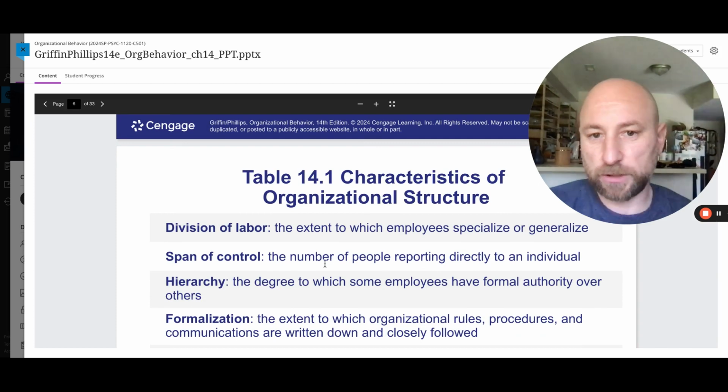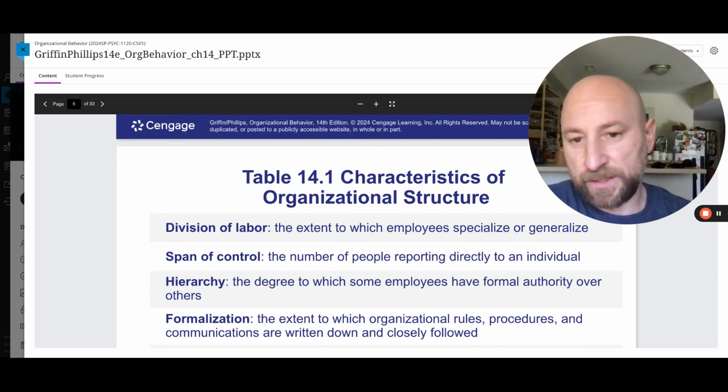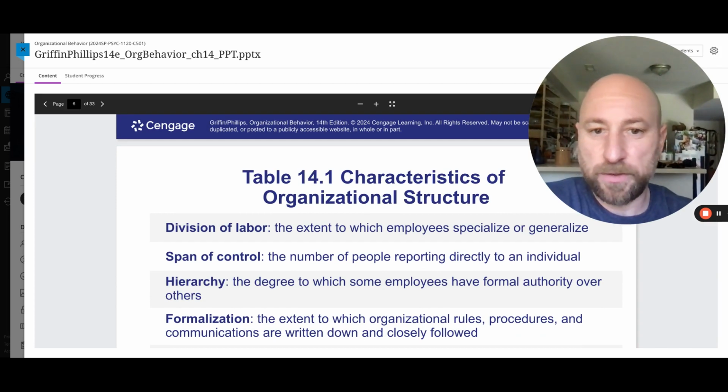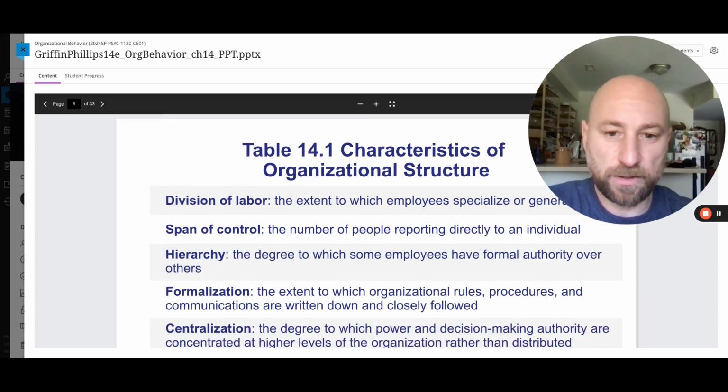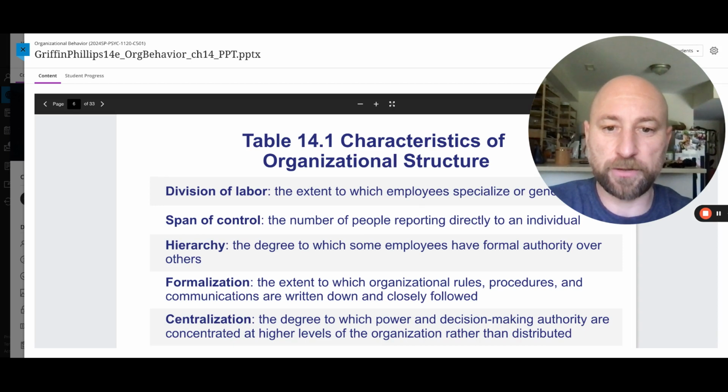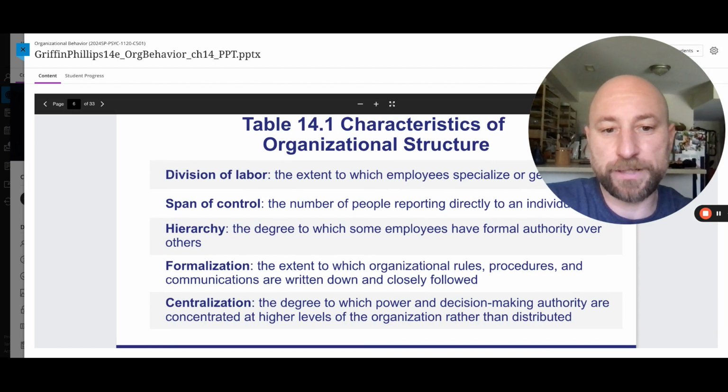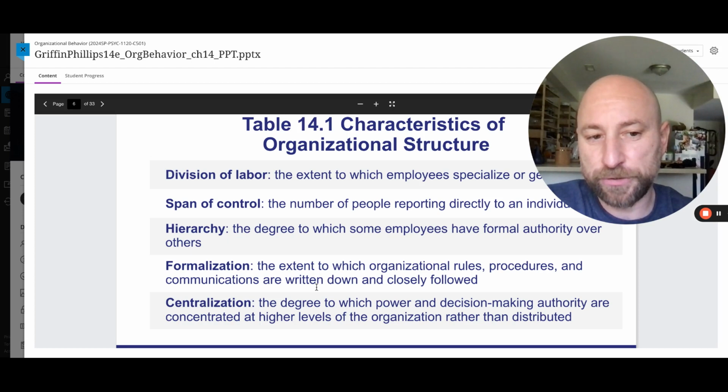Here, characteristics of organizational structure. So these are the things that can vary in different structures. You've got division of labor, the extent to which employees specialize or generalize. You've got span of control, the number of people reporting directly to an individual. Hierarchy, the degree to which some employees have formal authority over others. And formalization, the extent to which organizational rules, procedures, and communications are written down and closely followed. And centralization, the degree to which power and decision-making authority are concentrated at higher levels of the organization rather than distributed.